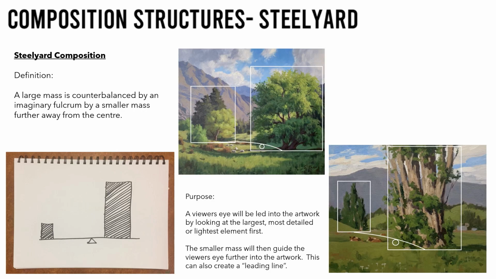So if you take a look at these landscapes, you'll see how we've got one larger mass on one side and then a smaller mass on the other side. So the idea is that a viewer's eye will be led into the artwork by looking at the largest, most detailed or lightest element first. The smaller mass will then guide the viewer's eye further into the artwork. This can also create a leading line, which we'll talk about in a little while.